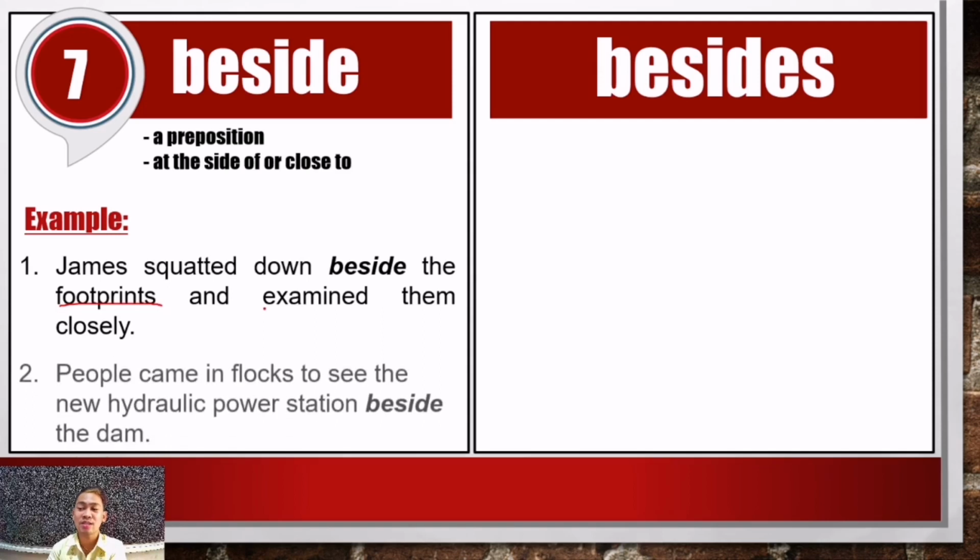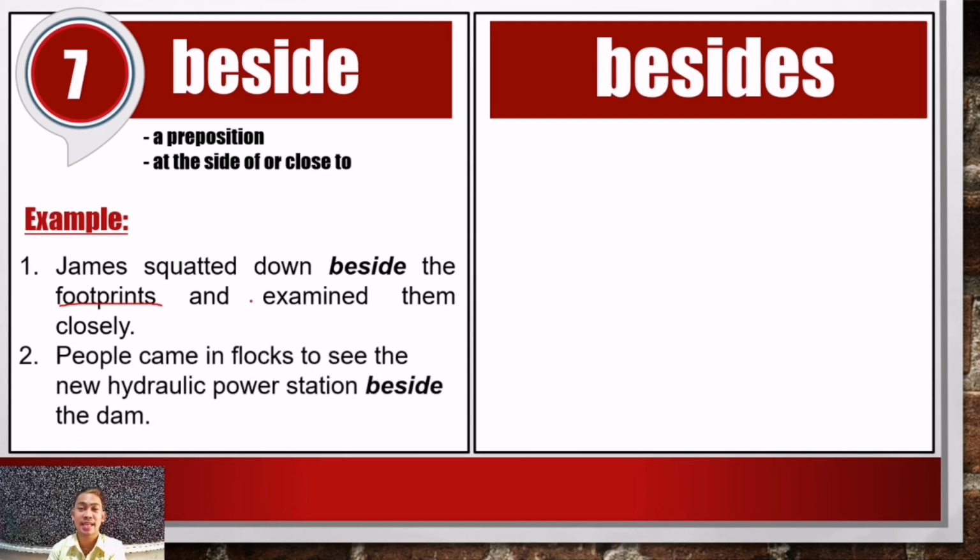Now, that's also the same with the second sentence, that the word beside is used to determine the location of the station, which is close or at the side of the dam. All right? We use beside to tell the location of a person or an object or a noun in general.